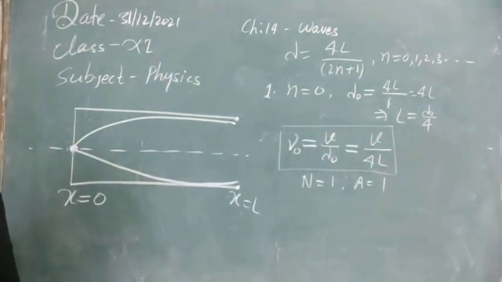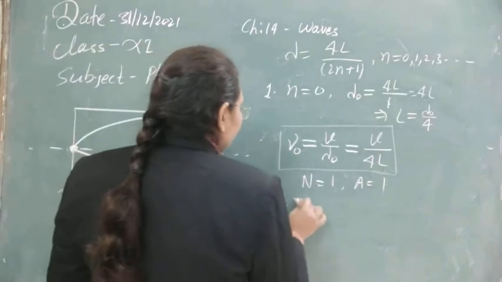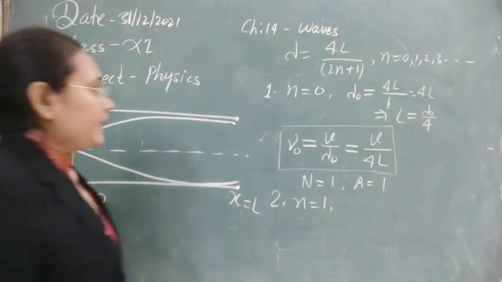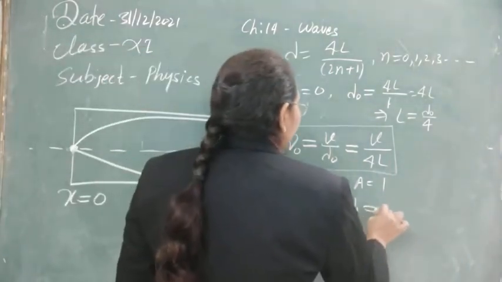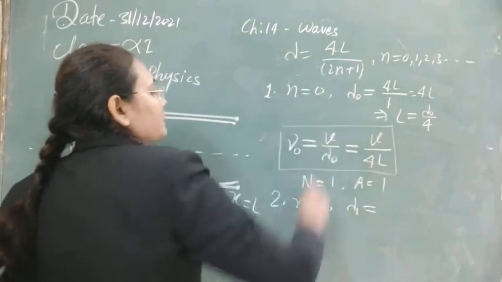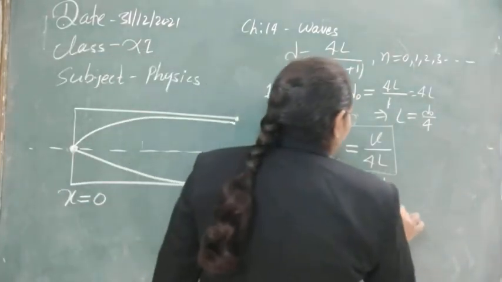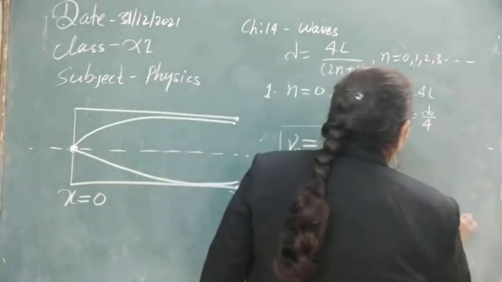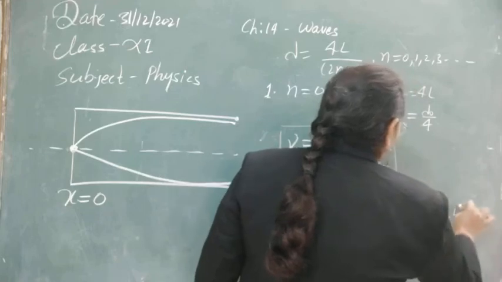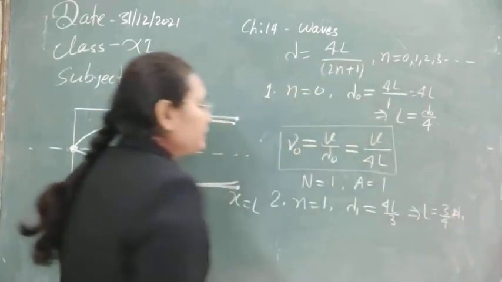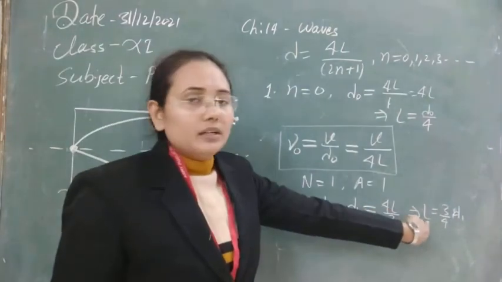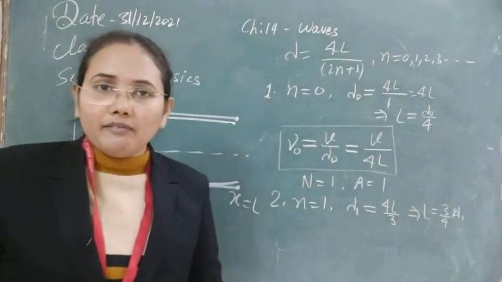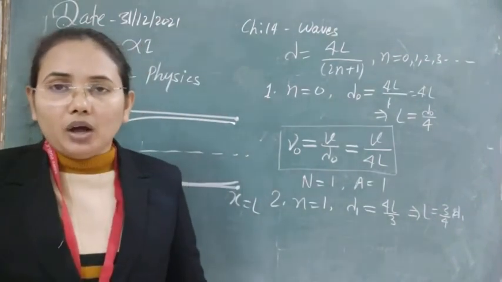Now let's do our treatment for n is equal to 1, that is the first mode of vibration. The wavelength, suppose lambda 1, will have the value, keeping n is equal to 1, 4L by 3. Or you can also write L is equal to 3 by 4 of lambda 1. Means over the complete length of the open tube we get 3/4 of the wavelength, that is half wavelength and 1/4 of the wavelength.